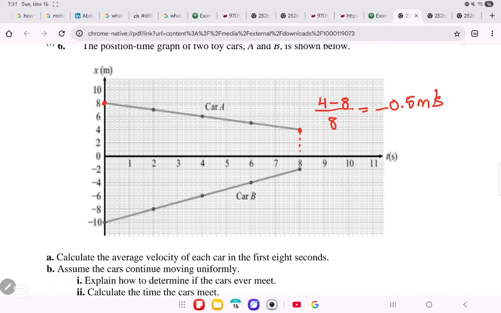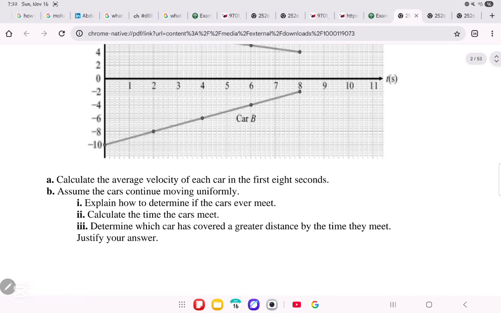Now for car B, again, it's going to be final position minus initial position. So it's going to be minus 2 minus 10. I think I put the brackets wrong. Minus 10 over the final time, which is also 8 seconds. So it's going to give me plus 1 meters per second. Okay, perfect. Now, part B.